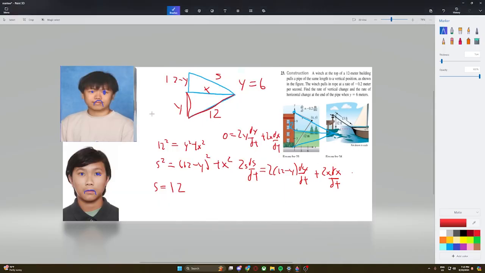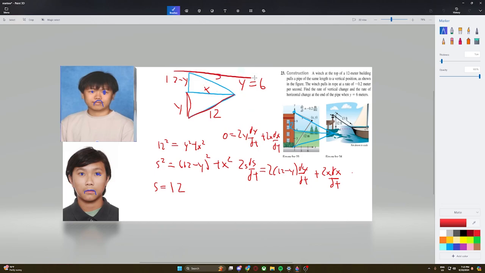Okay, I don't want to explain or write this again. I spent like 20-30 minutes doing this. So a winch on a 12-meter building pulls a pipe right here. At a vertical position as shown in the figure, the winch pulls at -0.2 meters per second. Find the rate of vertical change, the speed. Just find the speed of the y and x of the pipe when y equals 6.